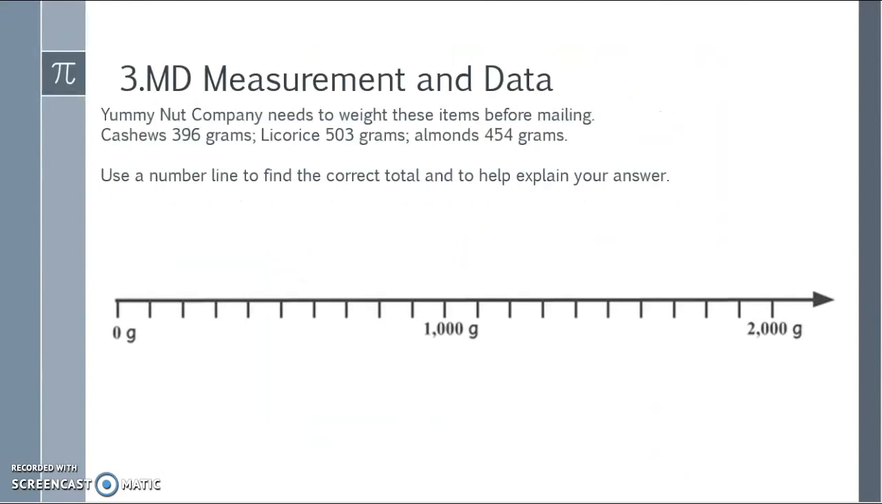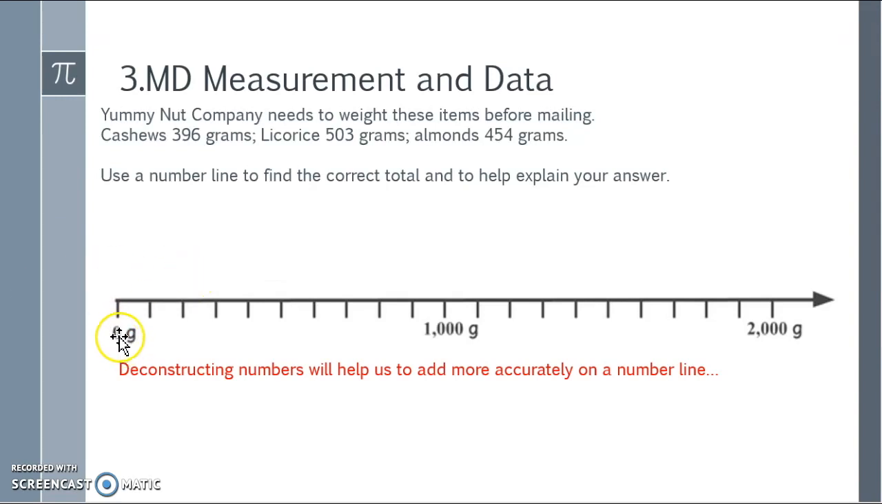So I have the same question here, except this time let's use a number line to find the correct total and to help explain our answer. Deconstructing numbers will help us to add more accurately and more quickly on a number line since we don't have to count individually. I can see that they're also going by groups of 100, so 0 grams, 100, 200, 300, 400, 500, 600, 700, 800, 900, and 1,000.